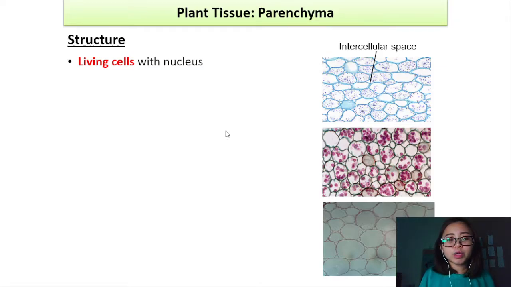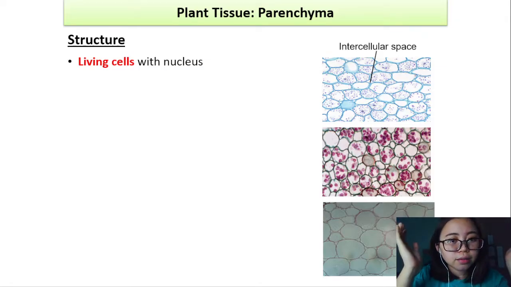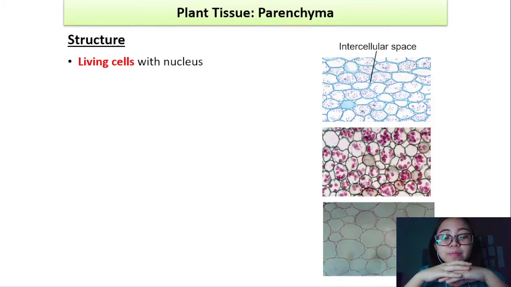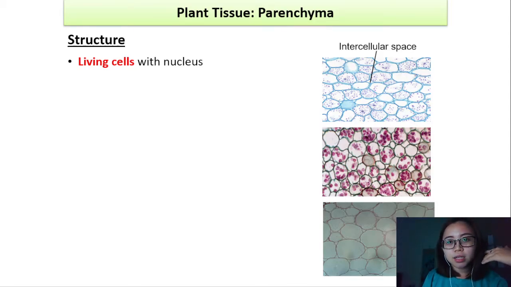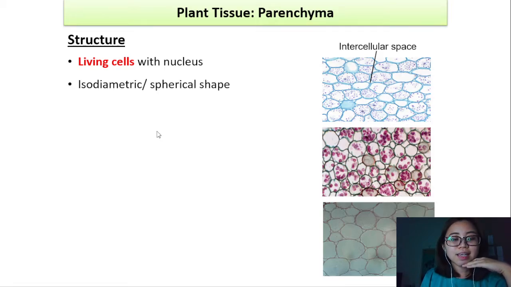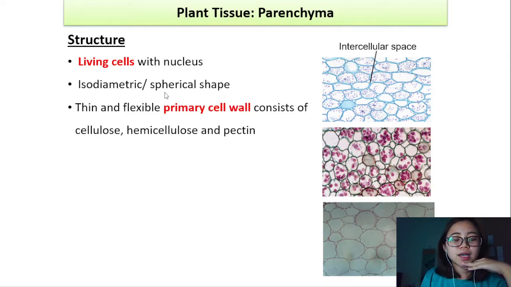Well, first of all, we talk about how it is a living cell. Living cell means bila dia matang, dia masih ada dia punya cytoplasm, dia masih ada dia punya nucleus, dia masih boleh metabolize, menjalankan proses-proses metabolisme. So parenchyma is a living cell with nucleus. How is the shape? The shape is isodiametric or spherical. Dia macam bulat-bulat tapi tidak berapa bulat. Jadi kita panggil dia isodiametric ataupun spherical. How is the cell wall?